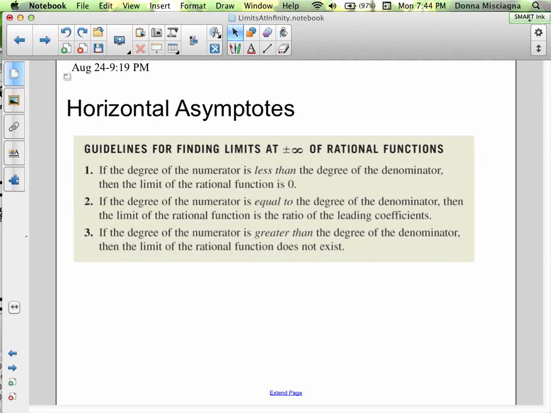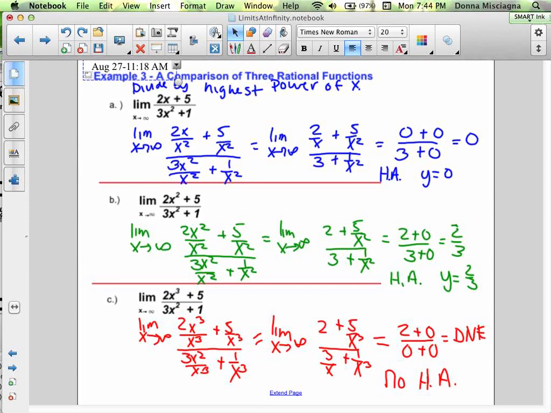We saw this on this page here. On the first example, notice the numerator has a degree of 1, the denominator has a degree of 2. So the denominator has the higher degree. And notice that the limit as x approaches infinity is 0. That's also our horizontal asymptote.